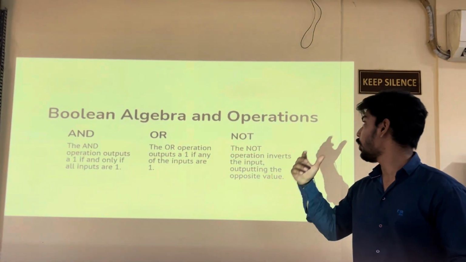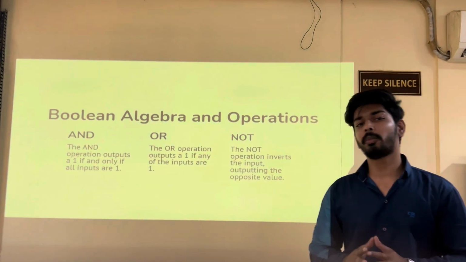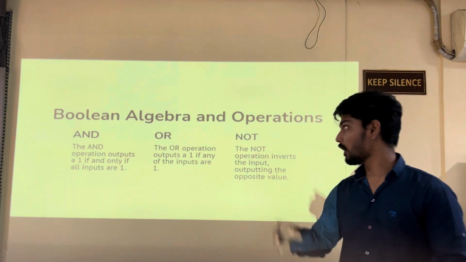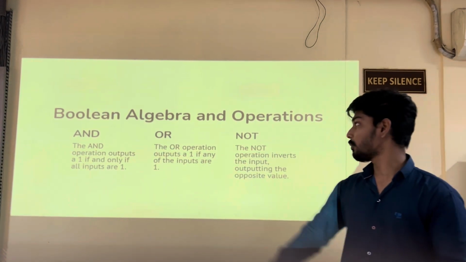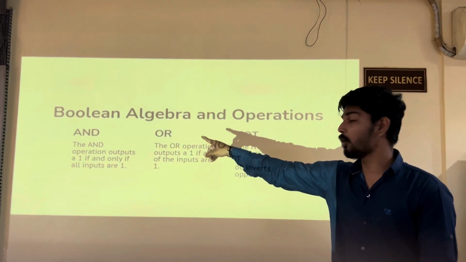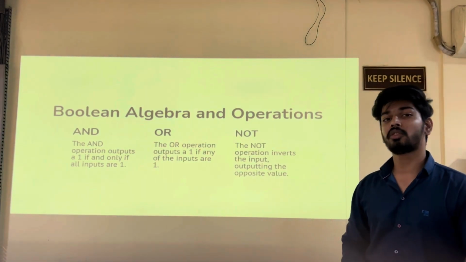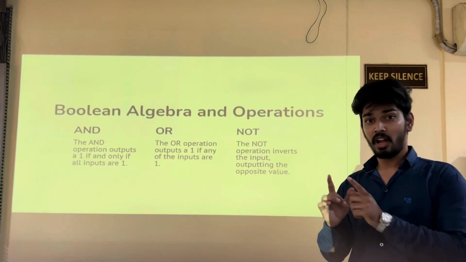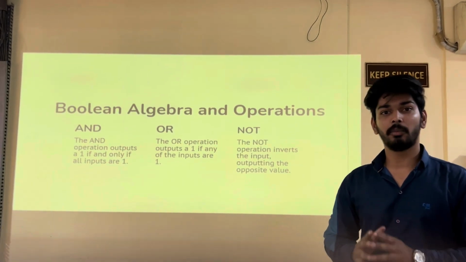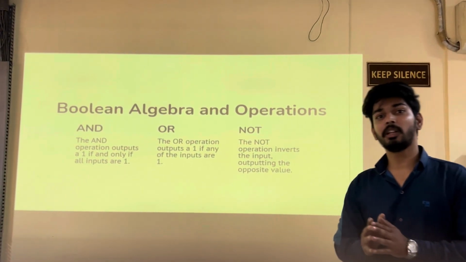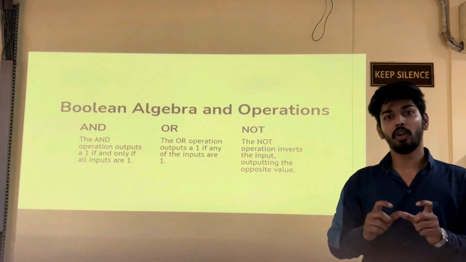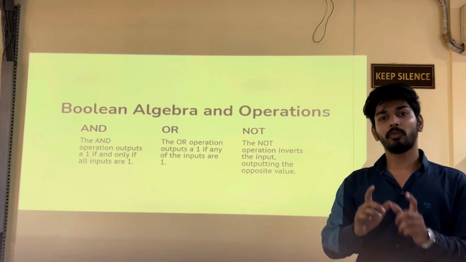Boolean algebra and operations. There are basically three operators, which are AND, OR and NOT. Now we will discuss the first operator, which, as you can see on the slide, is the AND operator. The AND operator's function is that if the input is 1, binary 1, then the output will be 1. If there is a 0 in the input, the output will be 0. So the binary input must be only 1.